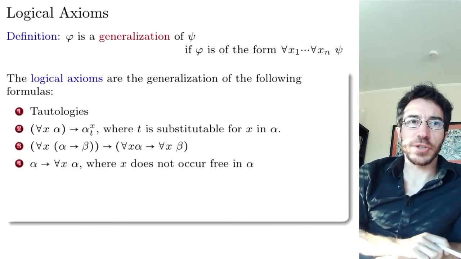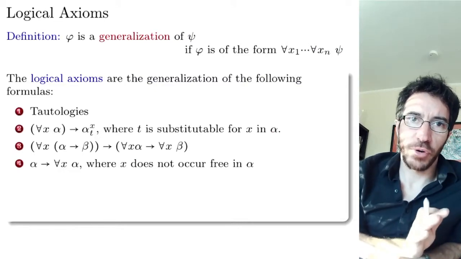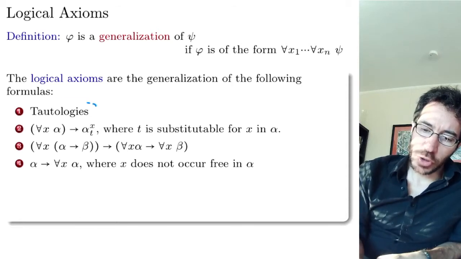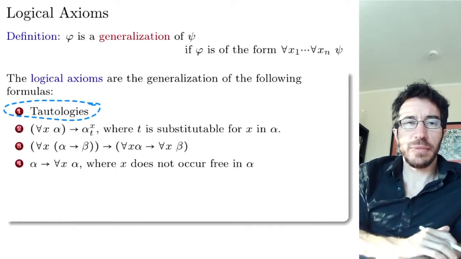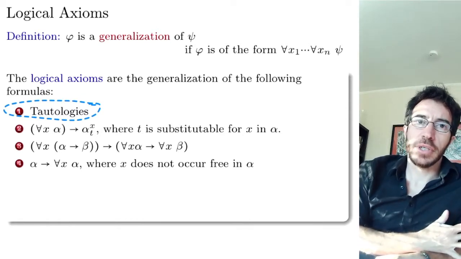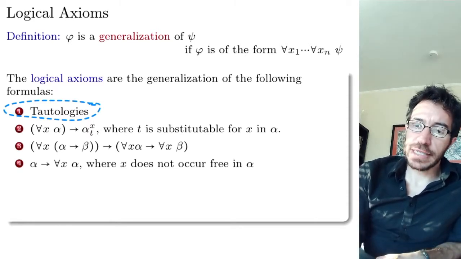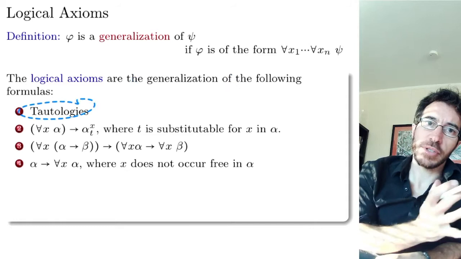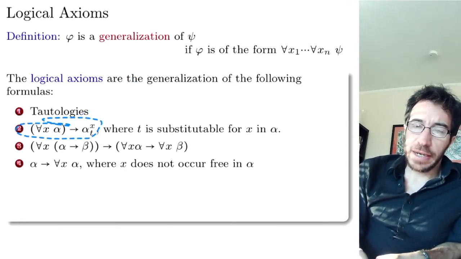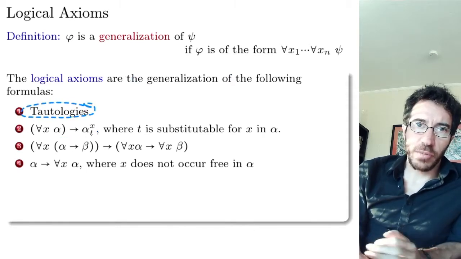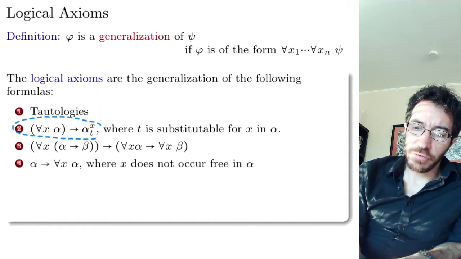It's just going to make the notation a bit cleaner to use this notion. So here are the logical axioms. The logical axioms are the generalizations of the following formulas. First, tautologies, which we're going to see in a few minutes what they mean, but essentially they are the tautologies from sentential logic translated to first order logic, and of course generalizations of that. You can take a tautology and put for alls up front. These are groups of axioms, because there are infinitely many tautologies and infinitely many formulas of this form.